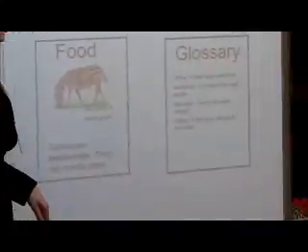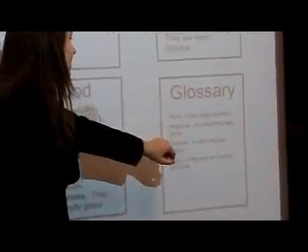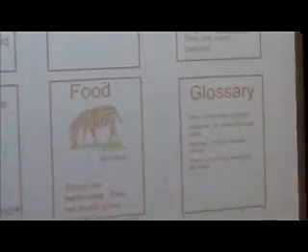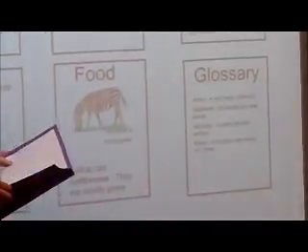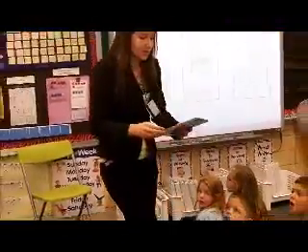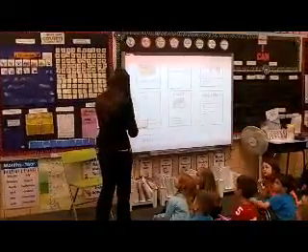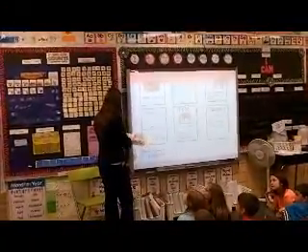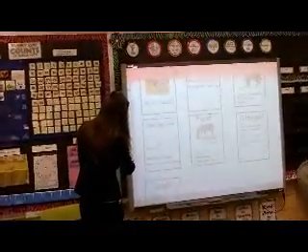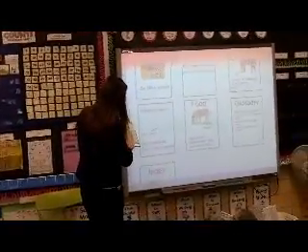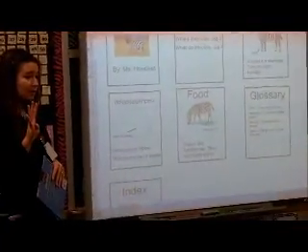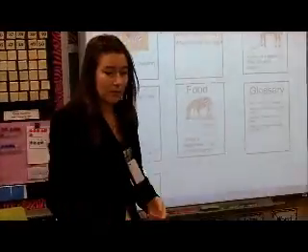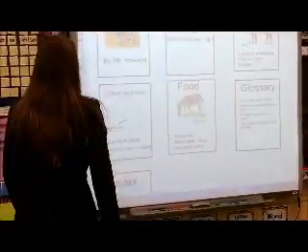For the next page, you're going to do a glossary. So what words did you use? If you wrote mammal, you're going to define mammal. So you're going to look in the back of your informational text and see if you can find a glossary. So if there's a word that you use in your book, you're going to put it in your glossary. And I want you to try to at least have 4 words in your glossary, okay?